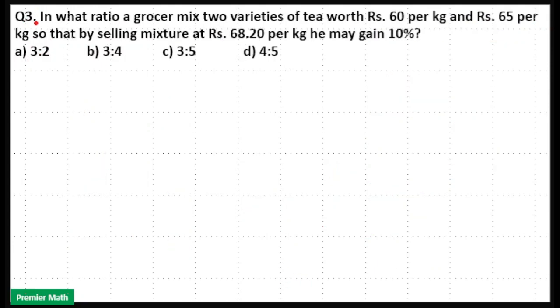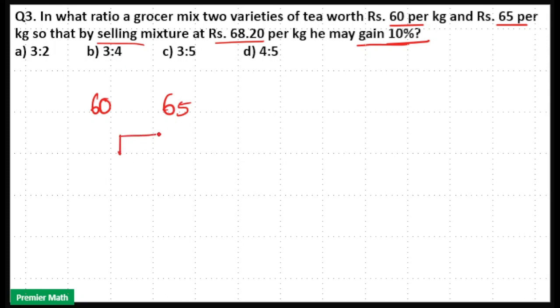Next is question number 3. In what ratio a grocer mixed two varieties of tea worth rupees 60 per kilogram and 65 per kilogram, so that by selling mixture at rupees 68.2 per kilogram, he may gain 10%. That is profit is 10% here. And selling price is 68.2 here. Here cost price of first tea is 60 and cost price of second tea is 65. So 60 and 65, both are cost price.